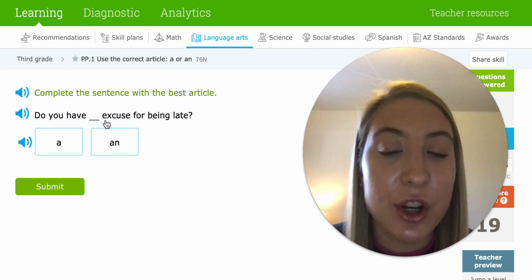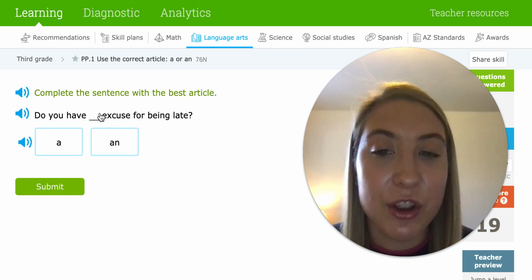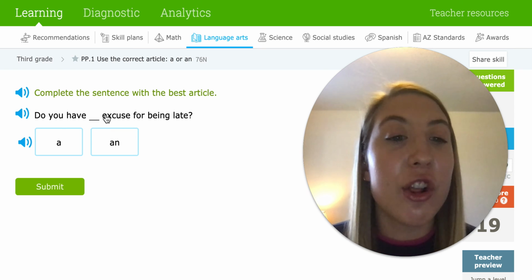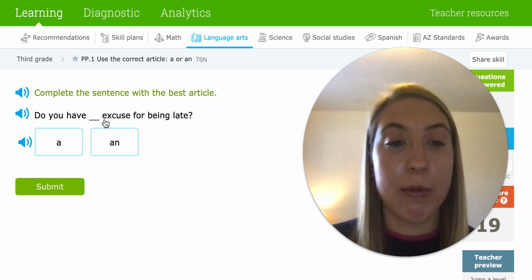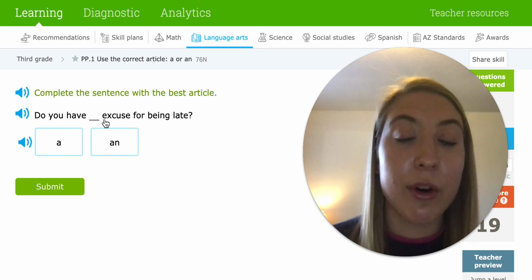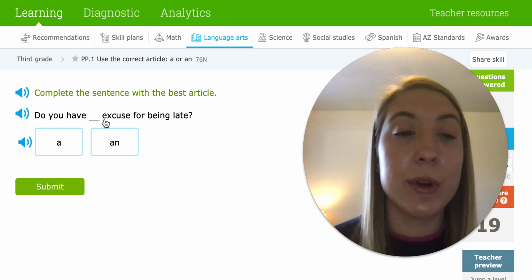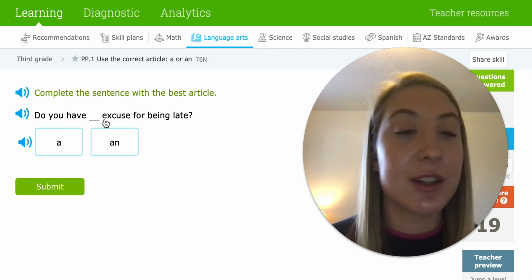So just make sure when you're looking at the word right after the article adjective, look at the first letter of that word. Is it going to be a consonant or a vowel? If it's a vowel, we use an. If it's a consonant, we use a.